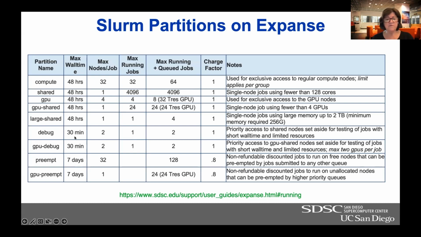There's a debug node. This is a great partition to use because it's very quick. Jobs can't run very long, so even if a lot of people are trying to debug and test, which is what it's designed for, you'll still get your node pretty fast. And for preemptive and GPU preemptive, you'll have to work with the team to get those.